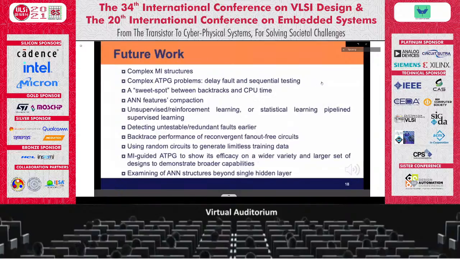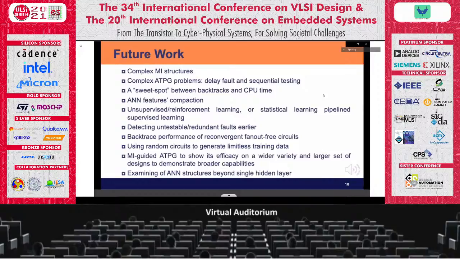This study provides several avenues to be explored. First, our focus was on reducing backtracks, but the performance of backtraces, particularly in reconvergent fan-out free circuits, can also be improved. Secondly, our exploration for eliminating backtracks has a cost in CPU time. Thus, a sweet spot may be found where the reduction of backtracks would be optimum for minimizing CPU time. Third, finding untestable redundant faults earlier can make ATPG for the entire circuit faster. Fourth, recent work has demonstrated that arbitrary random circuits can generate limitless training data.